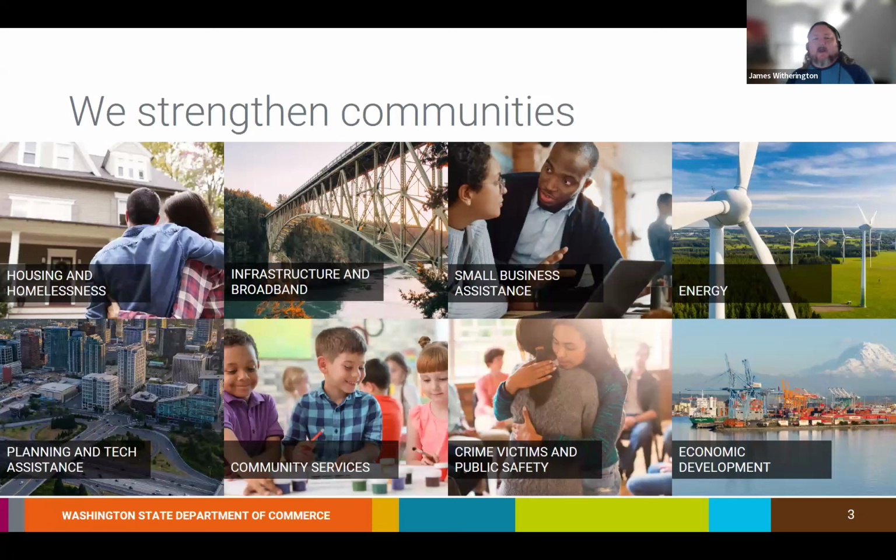So, this slide I know kind of comes up in every single presentation here, but it's really trying to hit home all the different mission areas and focuses that Commerce has and different areas where we touch the community, from housing and homelessness to infrastructure, broadband, small business assistance, obviously energy and where we work through. But the big thing is that Commerce's main focus here is strengthening communities. Next slide, please.